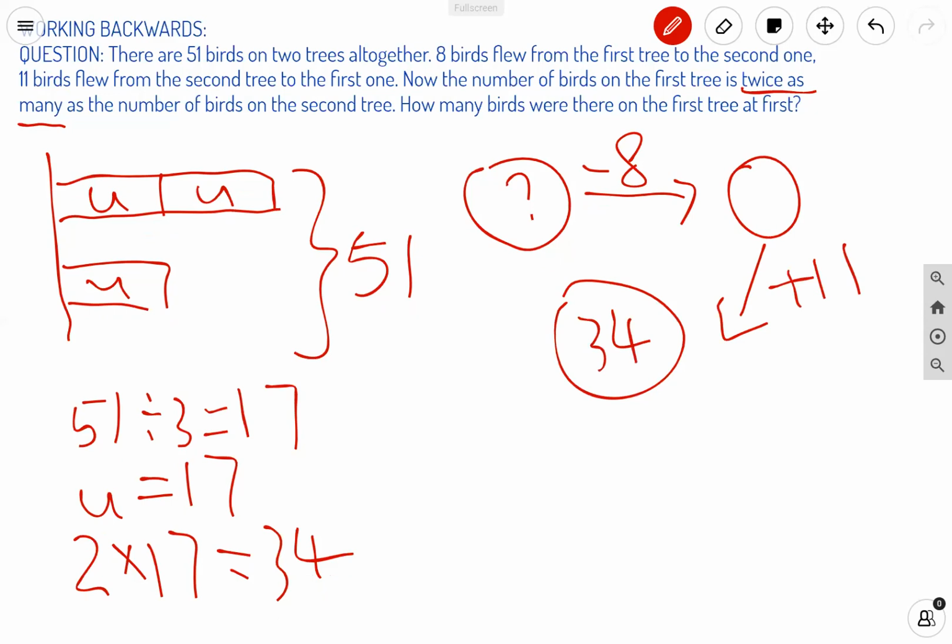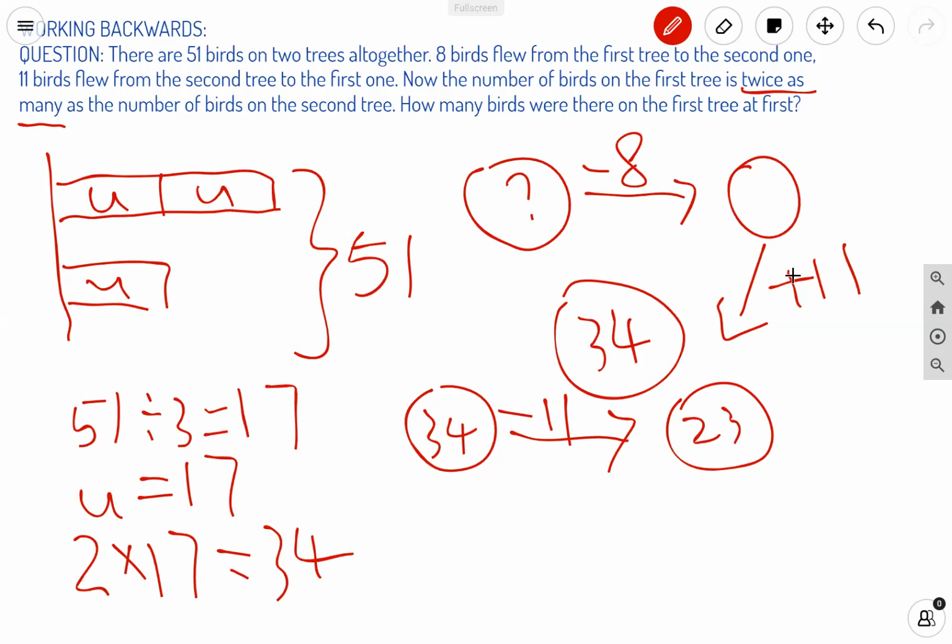Now we must work back. We must follow the rule of working backwards. Minus becomes plus, plus becomes minus, times becomes divide, divide becomes times. Now let's look. 34 minus 11 equals 23. 23 plus 8 equals how many? Equals 31.